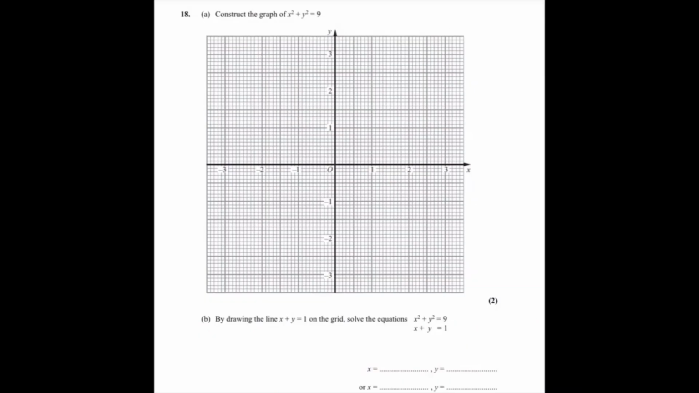Okay, so part A of this question is asking us to construct the graph of x squared plus y squared equals 9. We should recognize this as our circle equation. So we're going to be drawing a circle around the origin. So the center is the origin. And our 9 from the circle equation is r squared. Now we want the radius. So we're going to do the square root of 9, which will give us 3.